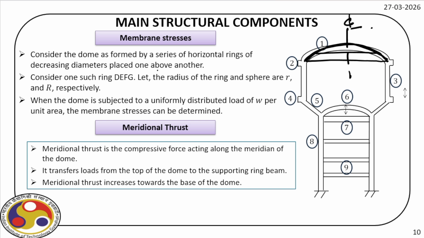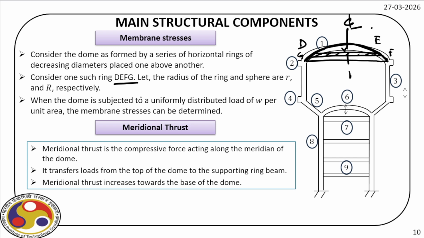Now let us consider a segment, a ring. As you can see, if we consider, say, a small ring here. So this is the ring, and let us mark it D, E, F, G. And the radius of the ring and sphere are r and capital R. Okay. So at this level, radius is r.